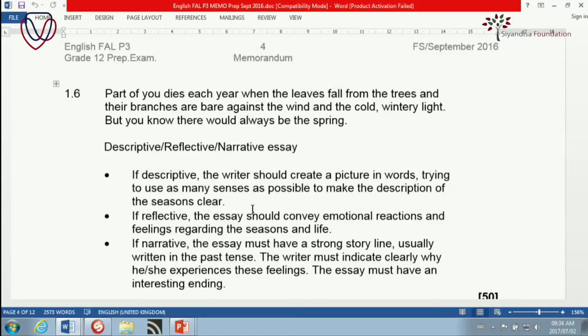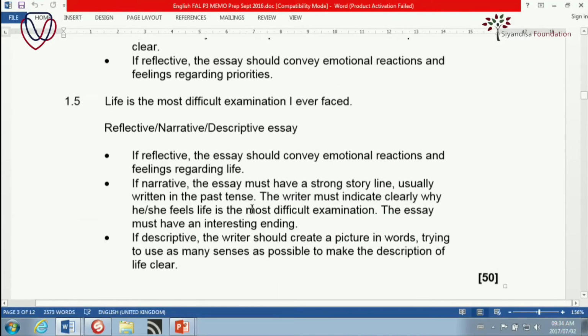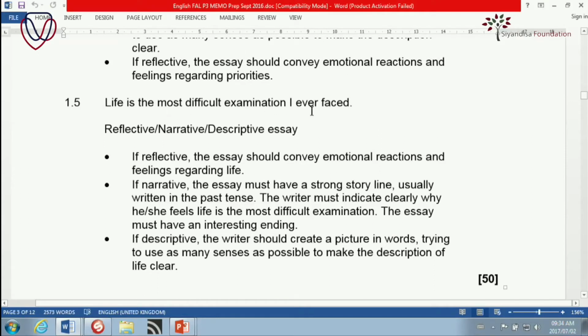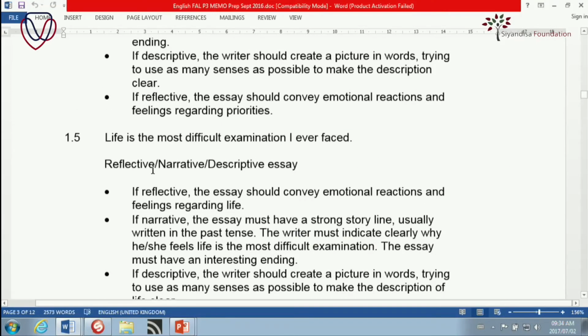But now, there's a comment I want to make here. Always, we get responses which are not according to the memorandum, but which are sometimes utterly brilliant. How they get away with that, I don't know. Well, let's just take a look and see where we could fit in an expository essay. This, for example, life is the most difficult examination I ever faced, could definitely be used to write an expository essay for the simple reason expository is not too far removed from discursive. The two do have overlapping components. And narrative, yes. Expository and narrative can overlap to a certain extent because you can use your own experiences to say what you learned from something like that.